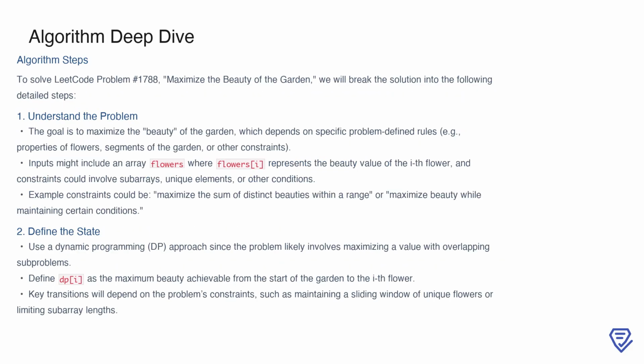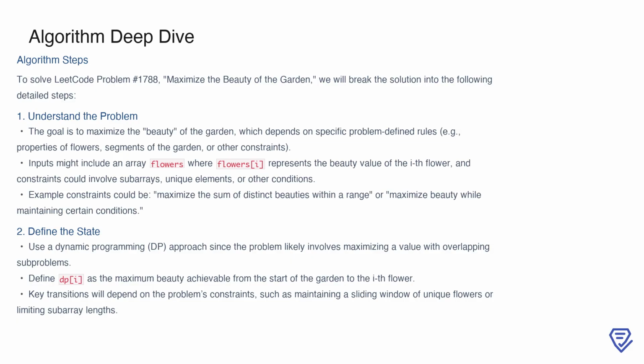To solve the problem of maximizing the beauty of the garden, we first need to break it down into manageable steps. The goal here is to determine the maximum beauty possible, which depends on specific constraints provided in the problem. For instance, the input might be an array where each element represents the beauty value of a flower, and we need to optimize this value while adhering to conditions like ensuring uniqueness within subarrays or limiting the size of the range considered. These constraints help define the structure of our solution.